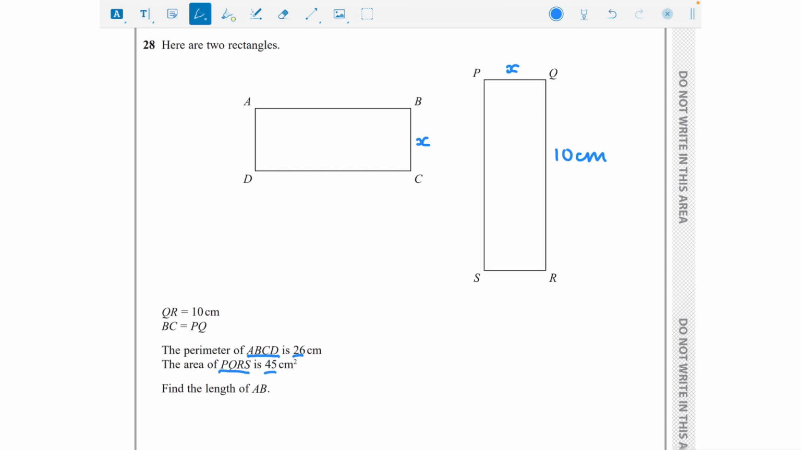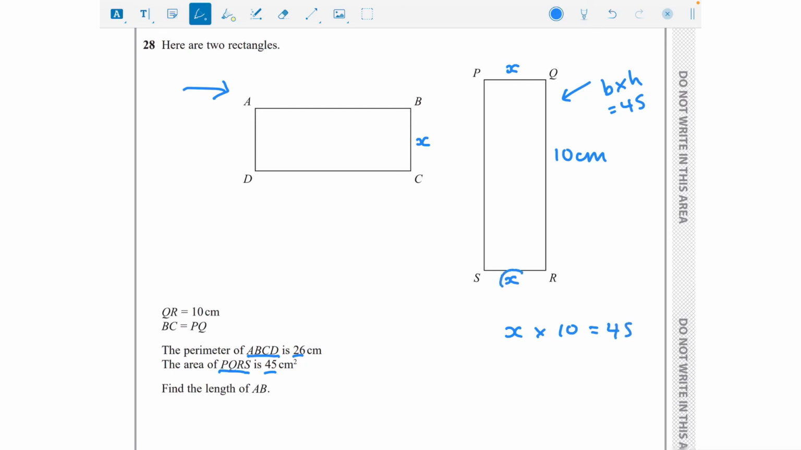So I know that the lengths on this rectangle add up to 26. The top side, add the bottom, add the other side. All 4 sides add up to 26. And this rectangle has an area of 45. So that means that the base times the height equals 45. Now, I don't know the base. I know it's X, top one, bottom one are the same. So something times by 10 equals 45.